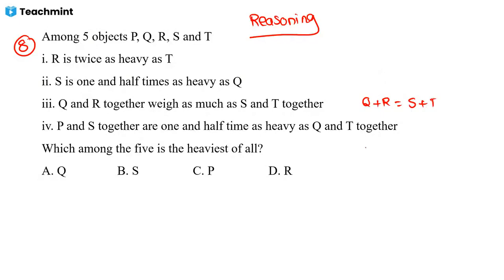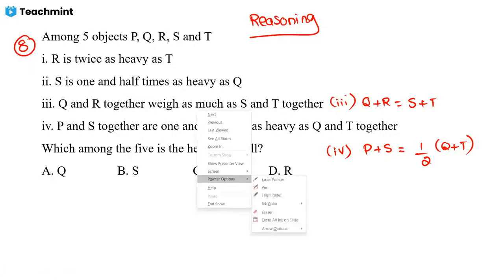As per this, Q plus R is equal to S plus T. This is like equation solving we have. P plus S is nothing but 1.5 times Q plus T. Fourth statement is this. Third statement is this. Now, which among the 5 is heaviest of all? R is twice T. S is half as heavy as Q. Now using all this information, you just try which is heaviest among the 5, P, Q, R, S, T.